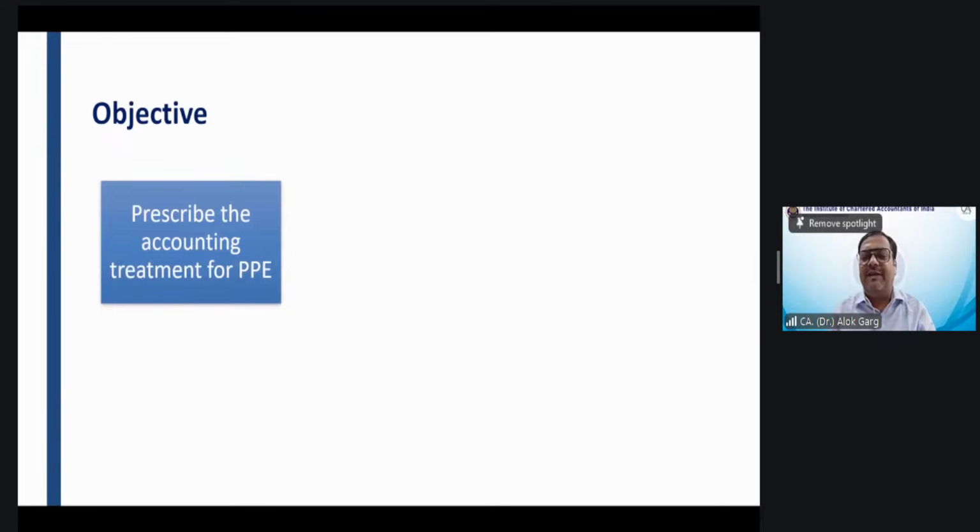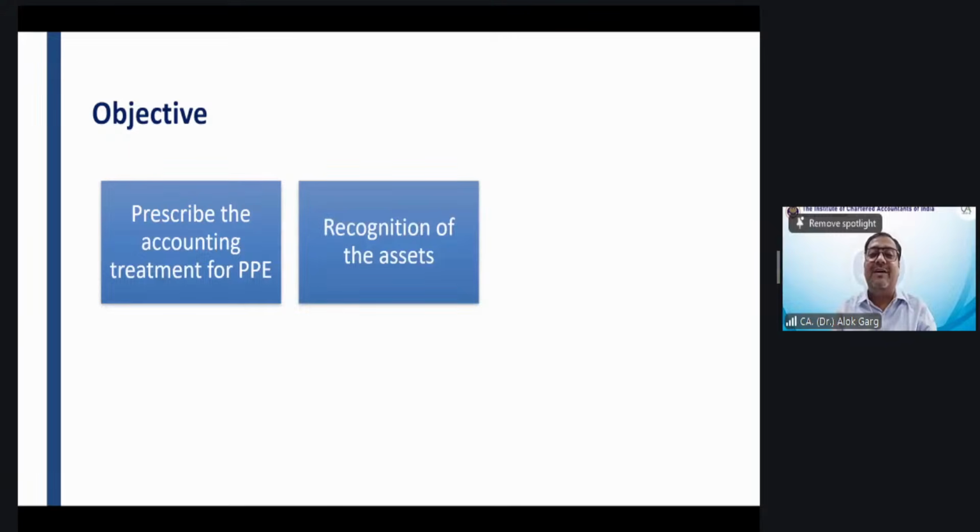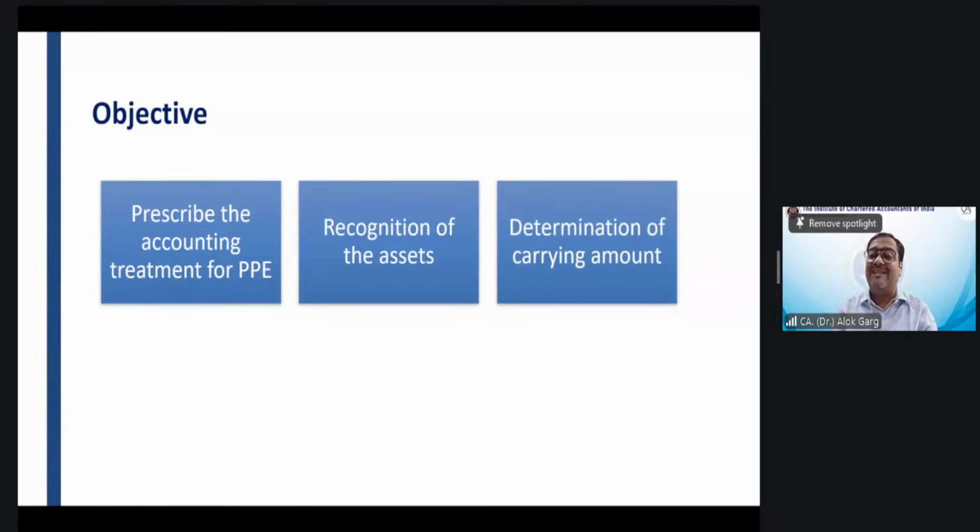Objective. Like every standard, it starts with an objective. Why did this standard come? The objective is to prescribe the accounting treatment for property, plant and equipment. The objective is to recognize the asset, how to recognize the asset, how to determine the carrying amount. What is meant by carrying amount? The amount at which the PPE is carried in the balance sheet. And what is the formula of the carrying amount? I am expecting a formula.